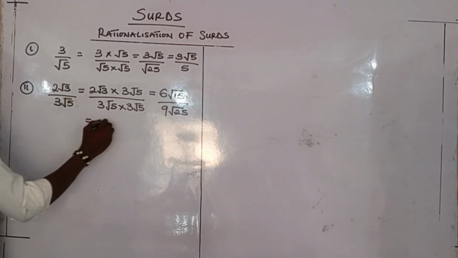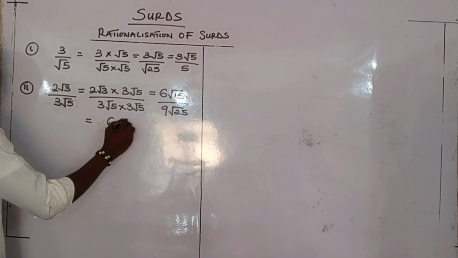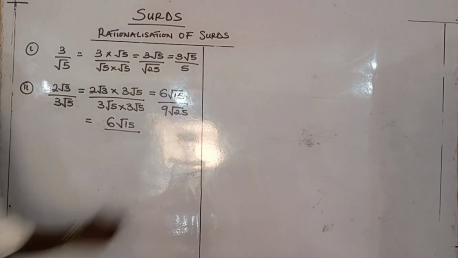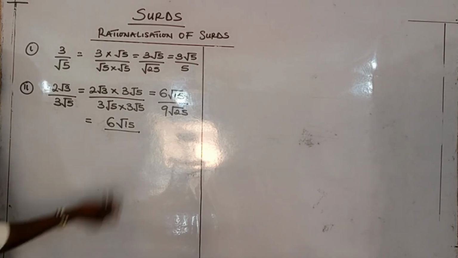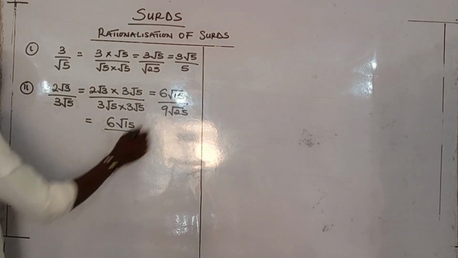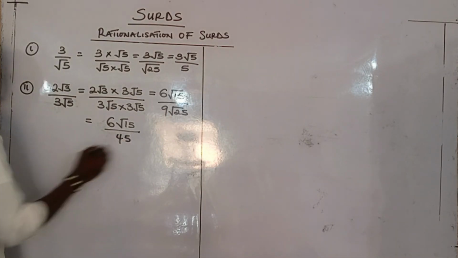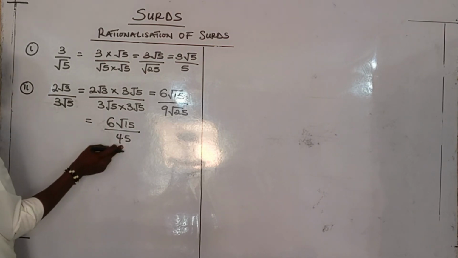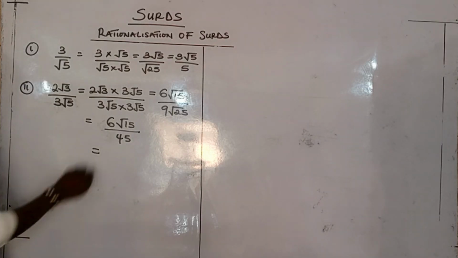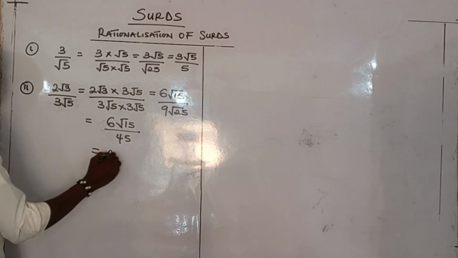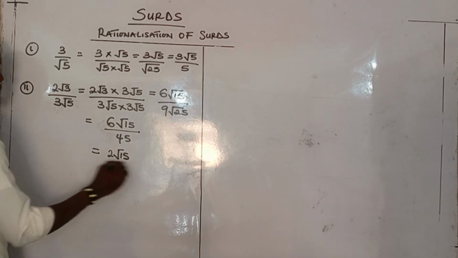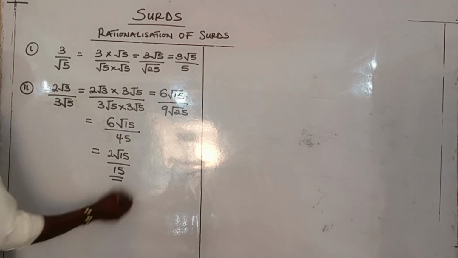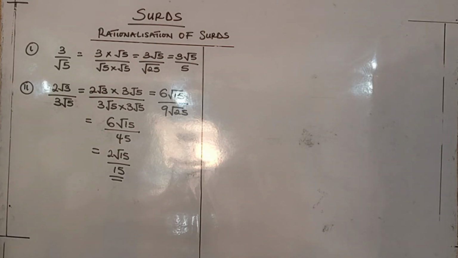So from here, our answer is 6 root of 15 all over 9 times the square root of 25, which is 5. So 9 times 5 is 45. Now we can break this down. It is a number that can divide 6 and divide 45, and that number is 3. If 3 divides 6, we have 2 root of 15, and if 3 divides 45, we have 15 as our answer here.